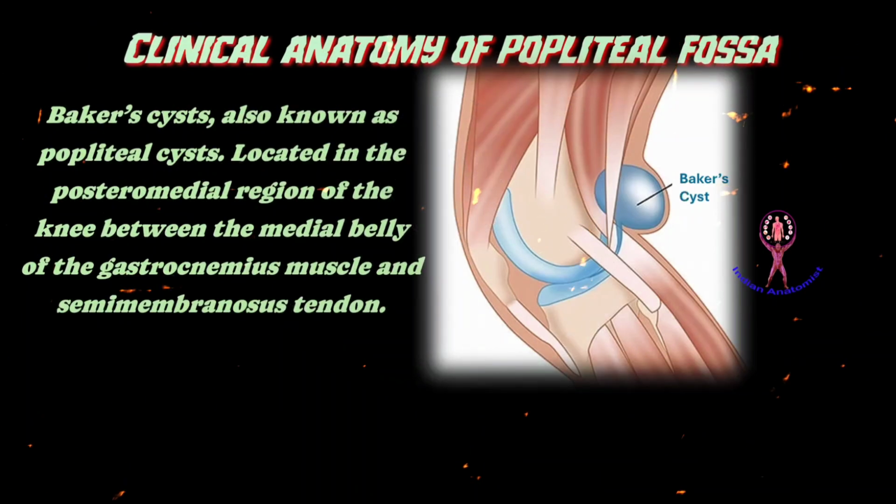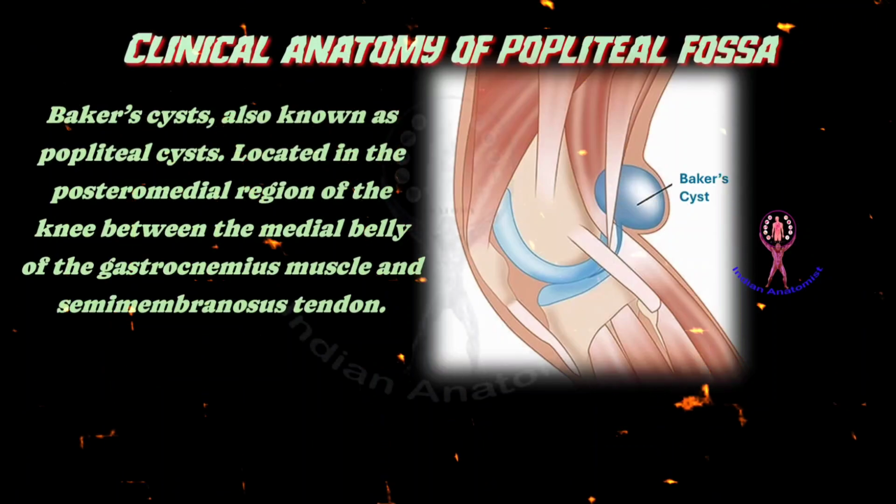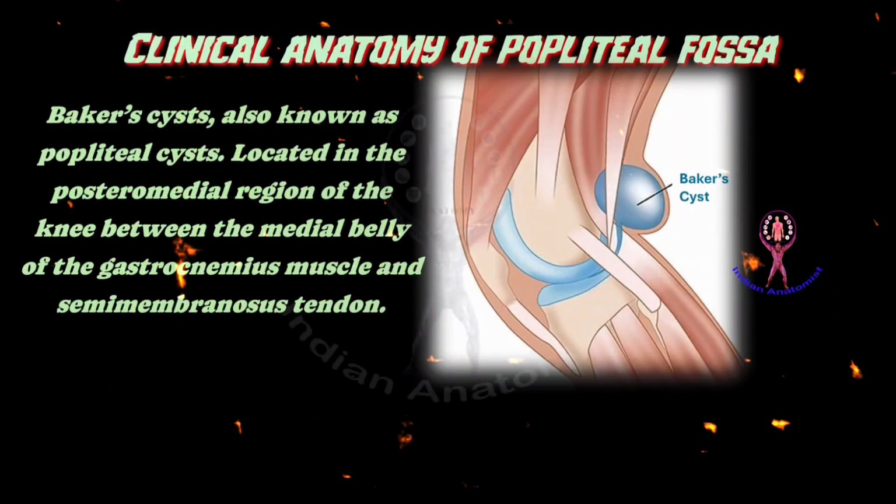Baker's cysts, also known as popliteal cysts, are caused by inflammation of popliteal or semimembranosus bursa. Located in the posteromedial region of the knee between the medial belly of the gastrocnemius muscle and semimembranosus tendon. It is one of the most common disorders in the knee. These fluid-filled cysts form a lump at the back of the knee that often causes stiffness and discomfort.